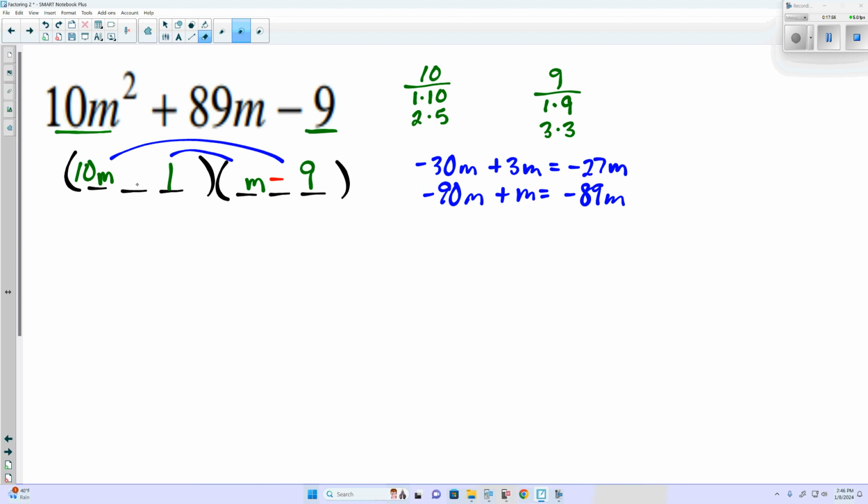Because if we get the correct number but wrong sign, we want to switch the sign because we still want that 10m and 9 being multiplied together. We still want that 1 and m, but we need it to be positive 10m times positive 9 to give us positive 90m. Our negative 1 times m is negative m. And 90m minus m is positive 89m. Is that the one we wanted?